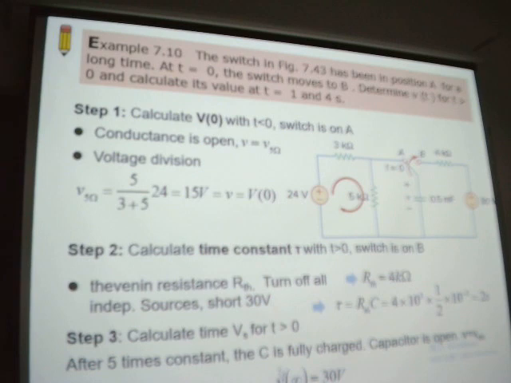So our V infinity is equal to 30V, because here we know V infinity is the open circuit, right? After a long time, the capacitor is fully charged and the circuit will be open. If open, our V infinity is 30V, which is equal to this voltage.